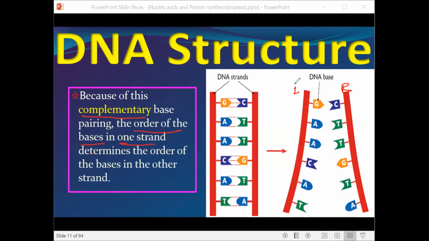Okay, there is the left one and the right one. The sequence of the left one will determine the right one, and the sequence of the right one will determine the left one. That is what complementary means.